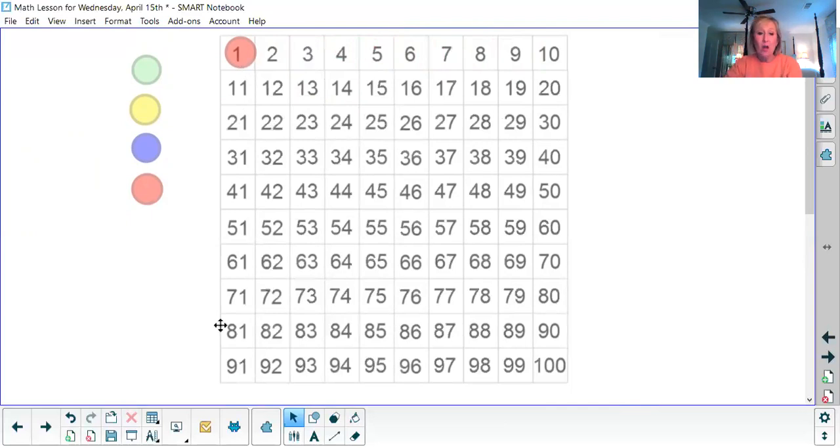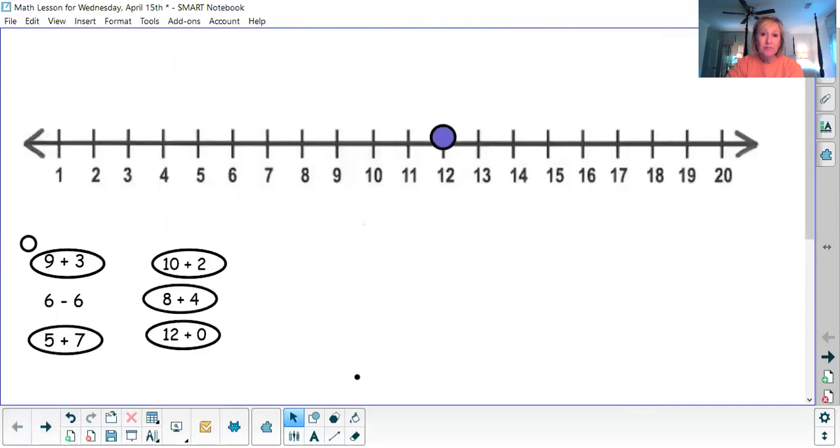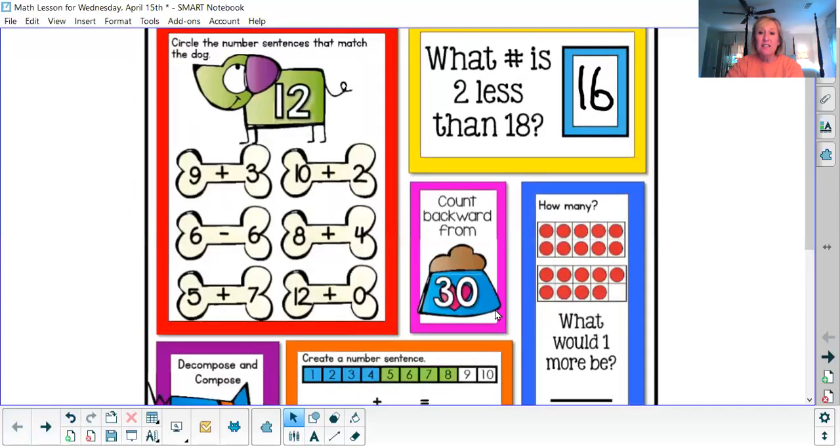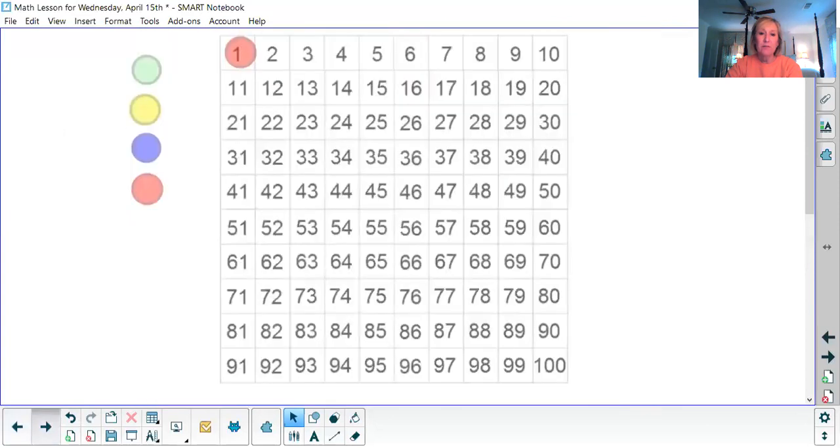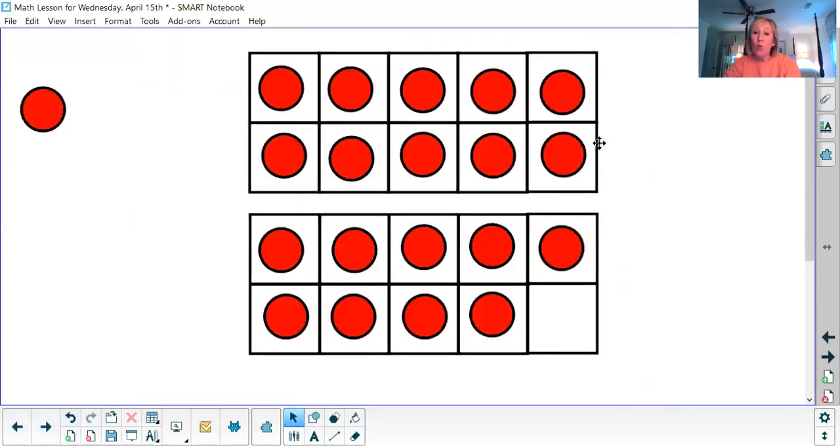Way to go. Okay, so our next one says, how many? How many do we have here now? Okay, well, I've made a little bit bigger one. So we've got one 10 frame that is completely full. And so I don't even have to count those red dots. I just know that that is 10. That is a group of 10. If that 10 frame is all the way full, there's 10. So I've got one group of 10.